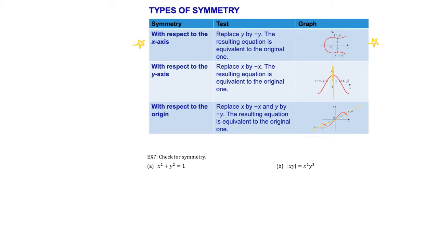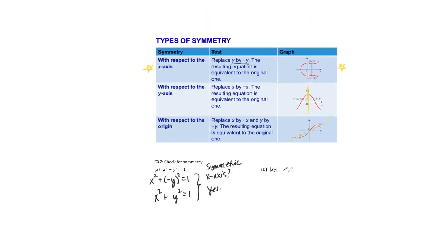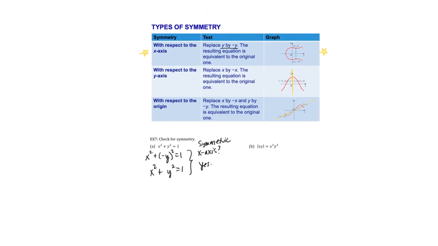So to check for x-axis symmetry, we replace y with the opposite of y. Okay, so let's see what we get if we replaced y with the opposite of y. You see here how we get the exact same thing. So this is symmetric with respect to the x-axis. Okay, and let's see if it is symmetric with the y-axis. Here we are going to replace x with the opposite of x, and this one is just the same. So this one is as well.